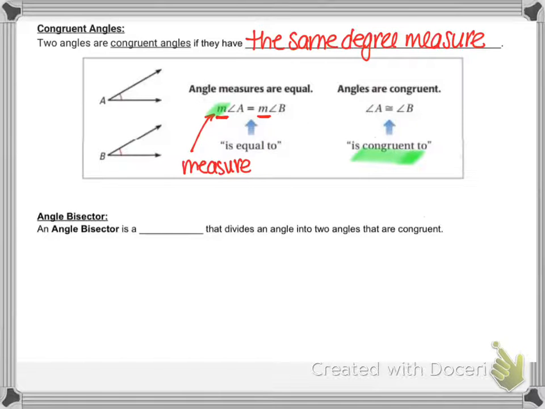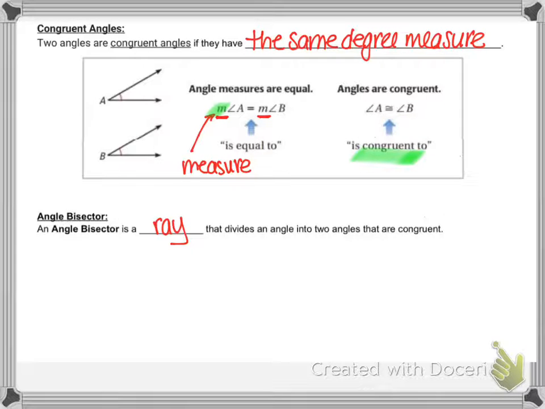So last term we're going to go through, and you can draw a little picture. And we kind of saw something similar to this before, but an angle bisector, very similar to a segment bisector, right? So an angle bisector is a ray. You may also see lines, but ray is the norm. So a ray that divides an angle into two congruent angles.